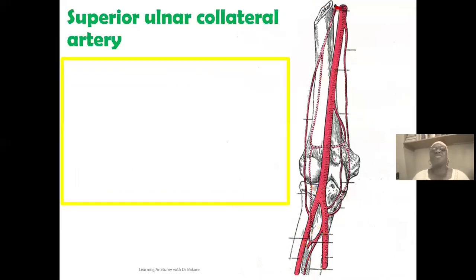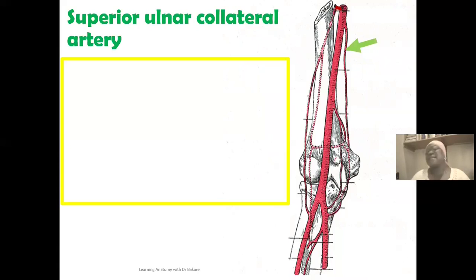Now let's drive through the superior ulnar collateral artery. The superior ulnar collateral artery is the second branch of the brachial artery. This is where we have the superior ulnar collateral artery that is arrowed in green. This artery is seen to emerge around the medial side.